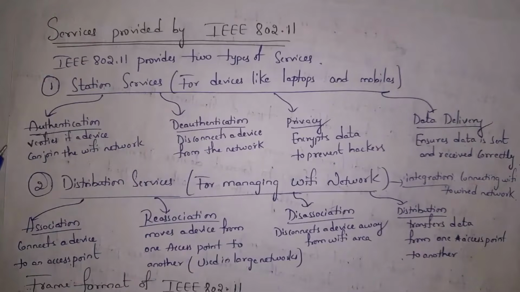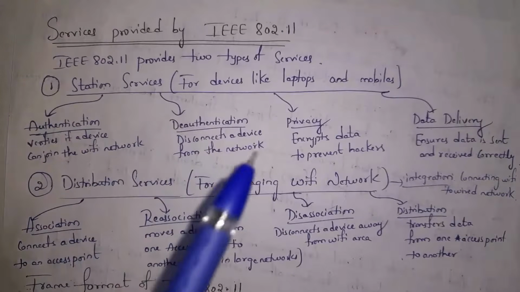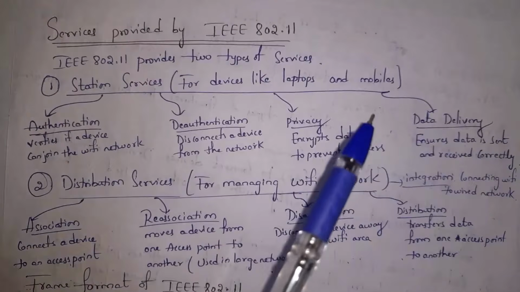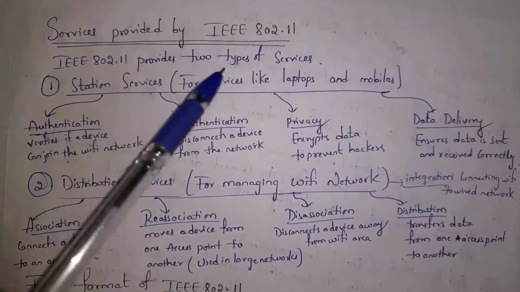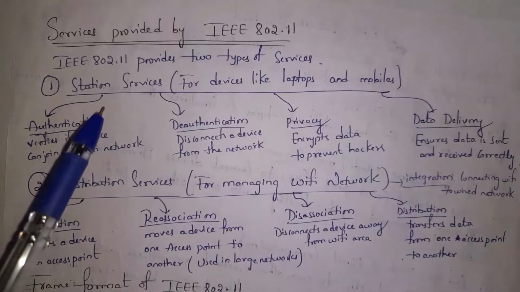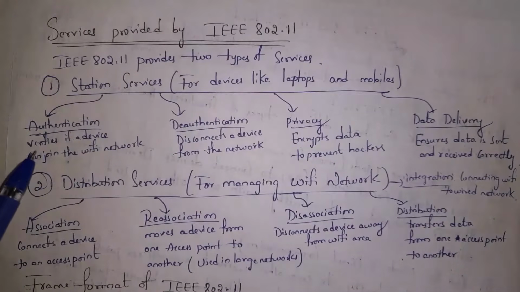I can access the internet. If my password is wrong, then my device will be disconnected from the network. This is known as deauthentication. And the third service is privacy. Whenever we transfer data in a network, my data is converted into an unreadable format. Even if a hacker hacks our data, he cannot read it because the data is in an unreadable format. And the last service is the data delivery service. By using this standard, the sender can correctly send data to the receiver in a wireless network. These are the station services.